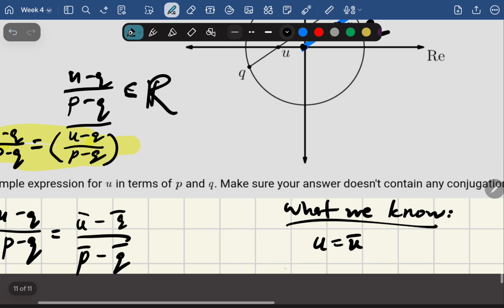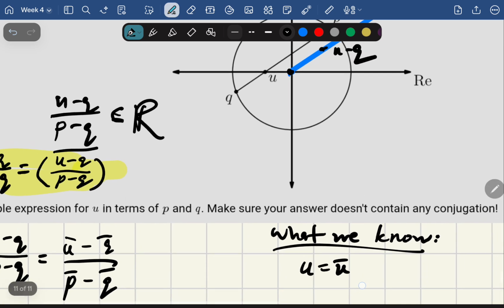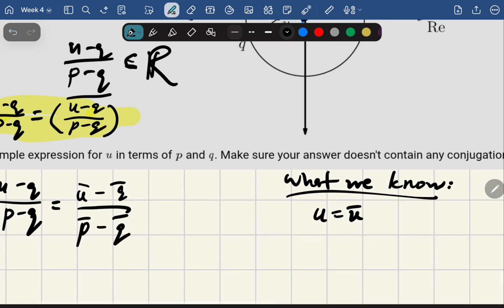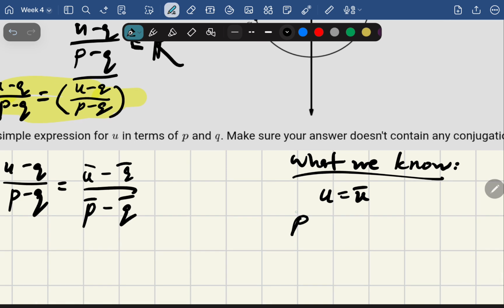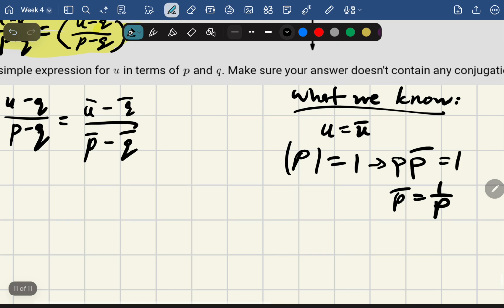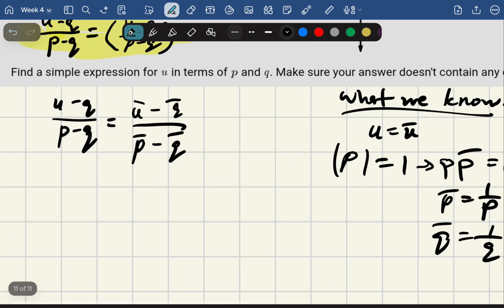Now, because P and Q are on the unit circle, their magnitudes are equal to 1. Now, this follows that P times conjugate of P is 1. So conjugate of P is 1 over P. Sorry, and then Q is the same thing. Okay. So now we can plug in these simplifications into this equation here. So let's do that.